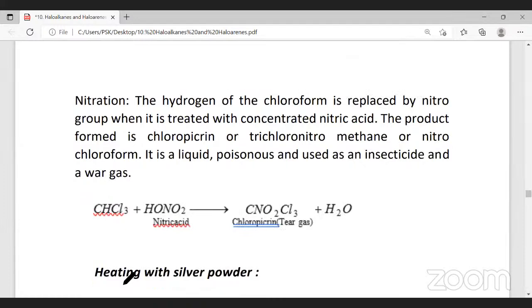Nitration. See, this is chloroform, treated with nitric acid, HNO3. We can write it as HNO3 like this. What happens here is this OH and H get eliminated as water. In place of this H, you get NO2. So you get CNO2Cl3. It is called chloropicrin. This chloropicrin is used as a tear gas. Tear gas, it causes tears in the eyes when exposed to this gas. Therefore, it is called a tear gas.